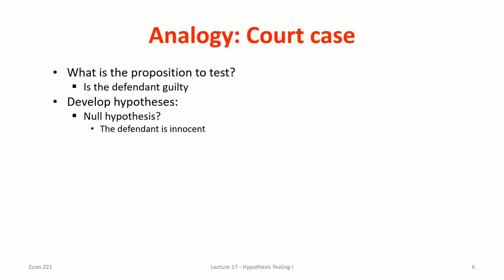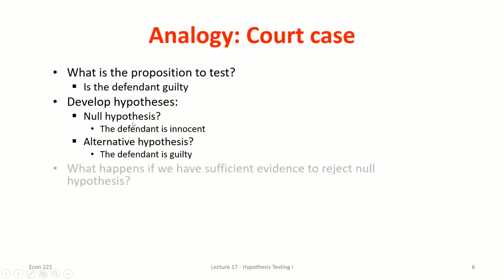So if we assume they're innocent and we find enough evidence that supports they're guilty, then we reject the null, we reject that they're innocent, right? And you would go to jail. So the alternative there would be that the defendant is guilty, right? So you can think about it as we're trying to find evidence that supports the alternative hypothesis, or does it go against the null enough to be able to reject that null? So if we have sufficient evidence to reject the null here, someone goes to jail, right?